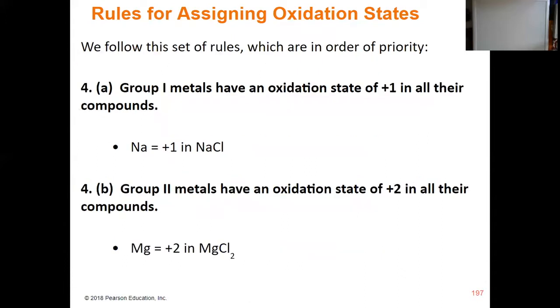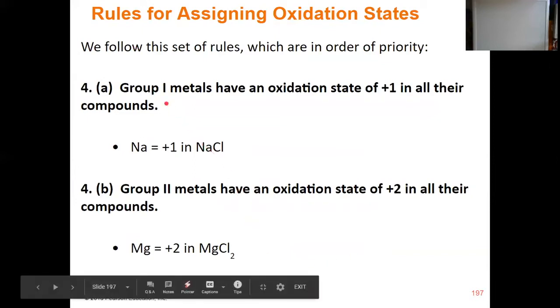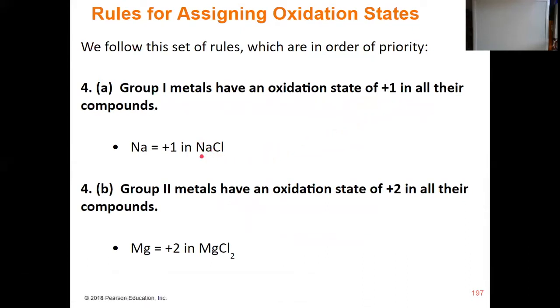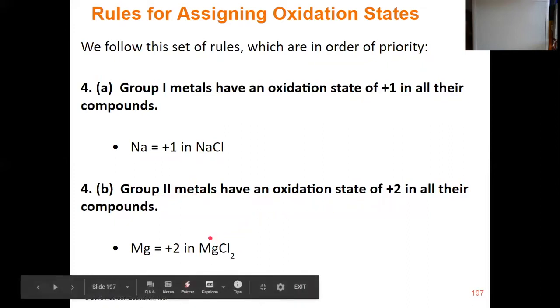Rule number 4 has to do with group 1 and group 2 metals. All group 1 metals are going to have an oxidation state of +1 in the compounds that they form. Okay, so this is where we got that oxidation state for sodium previously, because sodium is a group 1 metal. All group 2 metals are going to have an oxidation state of +2 in all of their compounds that they form. So in this case, Mg would have an oxidation state of +2.